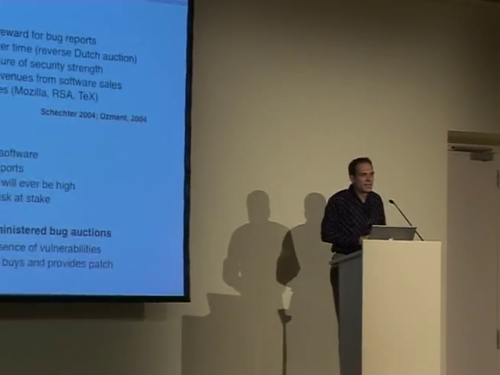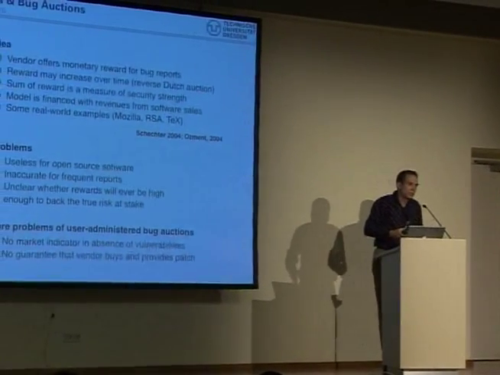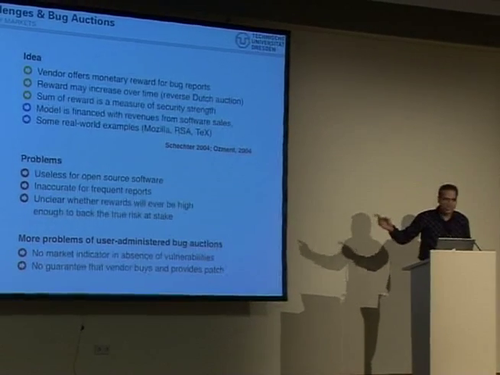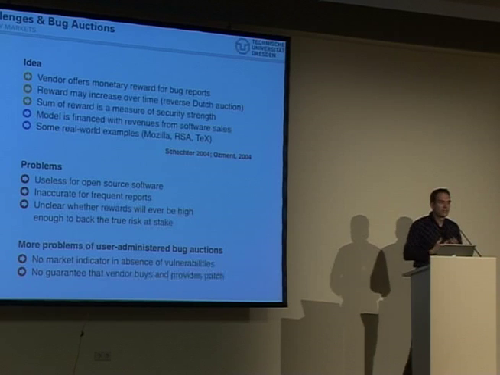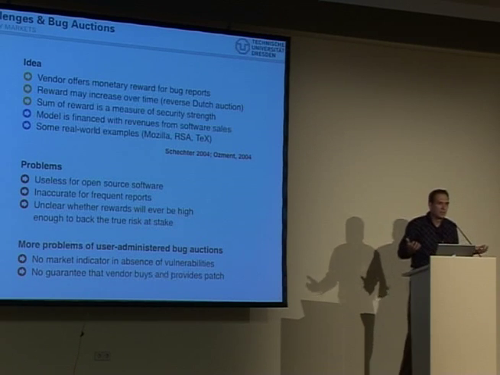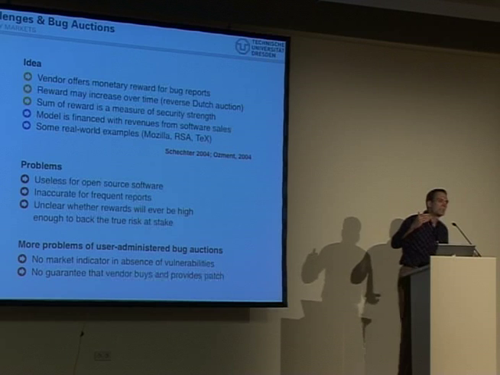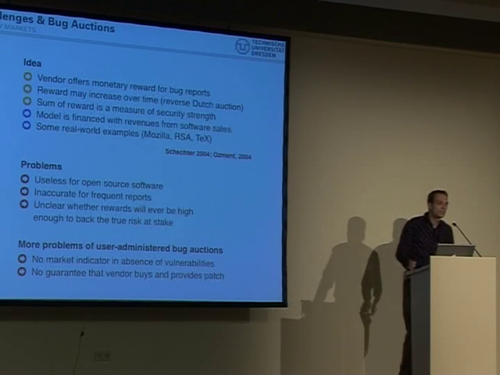And let me add some more points on user-administered bug auctions. This type of bug auction more or less requires the commitment of the vendor, but the initial example from eBay is what I call a user-administered bug auction. So basically the user, or the bug hunter, that's the user here, finds a vulnerability and offers it in an auction to the market, and there are even more problems with this model, because there is no market indicator of the security strength if there is no vulnerability at the moment, because the market price as an indicator only exists if there's a vulnerability for sale.